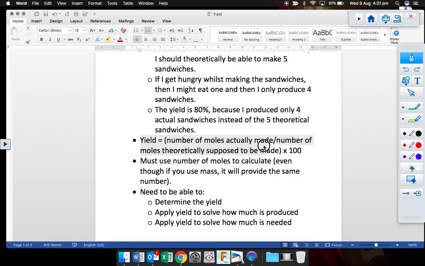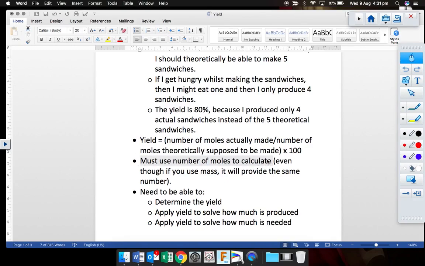So the equation for yield is this. Yield is the number of moles actually made over the number of moles theoretically supposed to be made, times 100. We are going to need to rearrange this equation lots, but something you need to remember is that you must use the number of moles to calculate the yield.